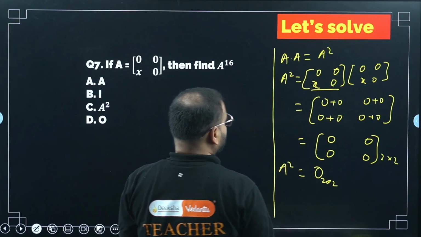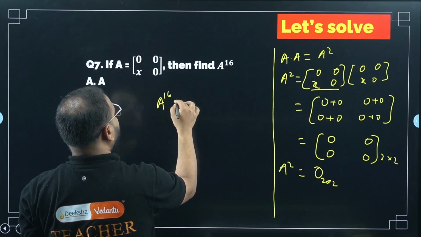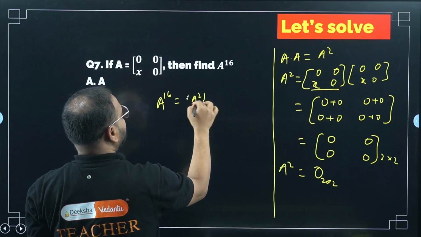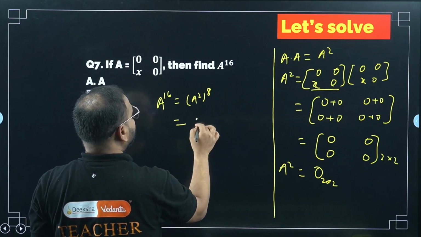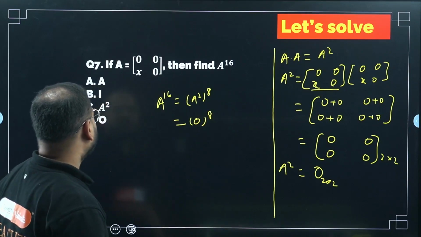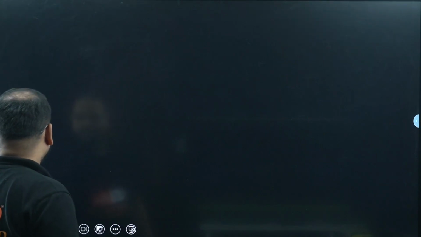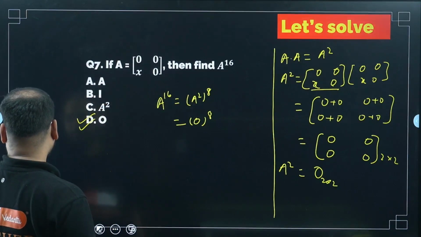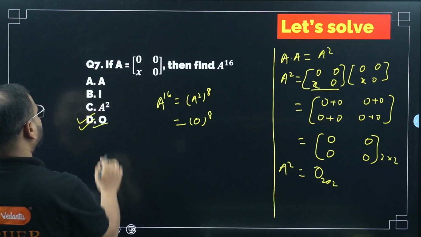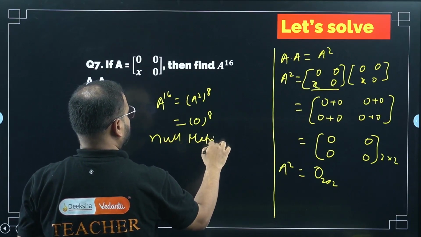Now what is A16 going to look like? A16 will be A square power 8. So 0 power 8 will be 0 only, right? Answer is D. Simple question. Hope you understood. A square is coming as 0, and anything you take power of that will be 0 only. So the answer is 0, or the null matrix, of order 2 cross 2.